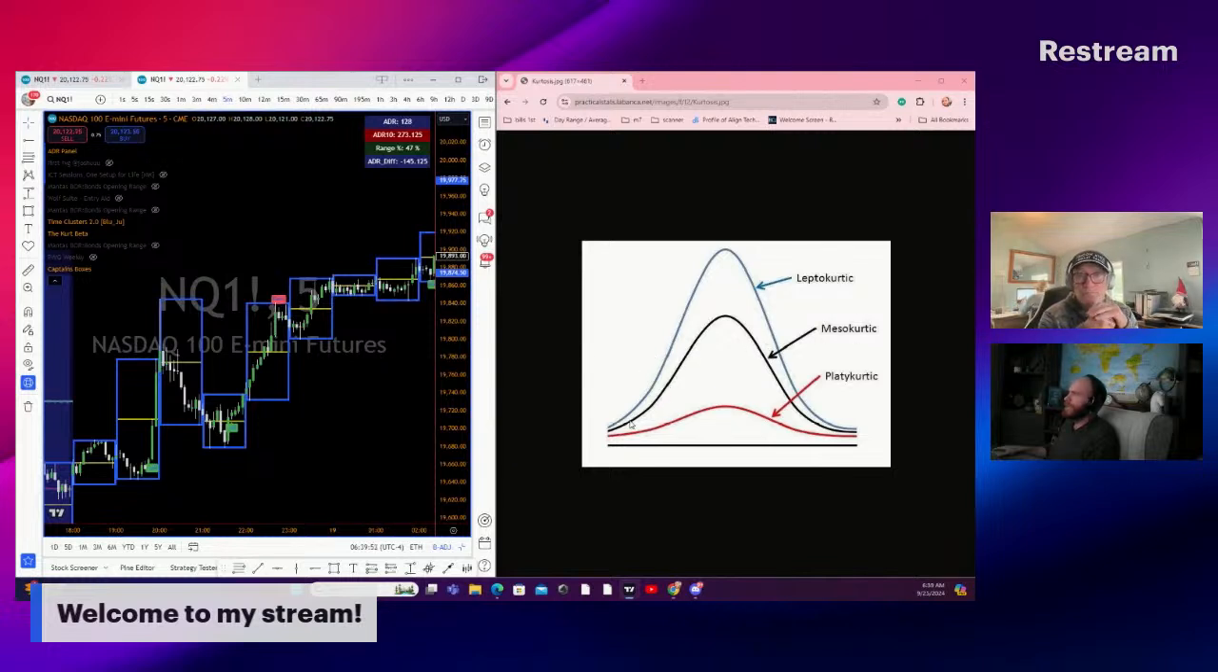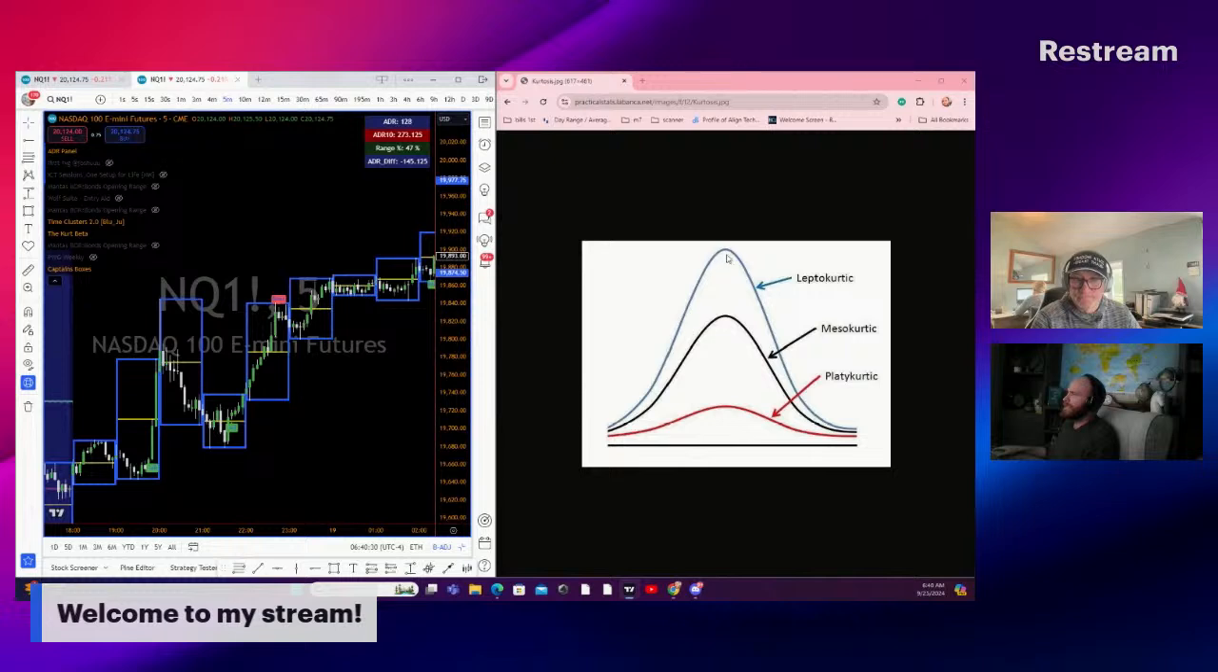Meso is like an average bell-shaped curve, so it's normalized, right? So this would be a version of it, this would be a version of it, this, and this. So that's the difference. Now this area right here, by eye, you can see that this is all platykurtic distribution, because in relationship to these candles, you can see that the rate of change has completely slowed down, right?